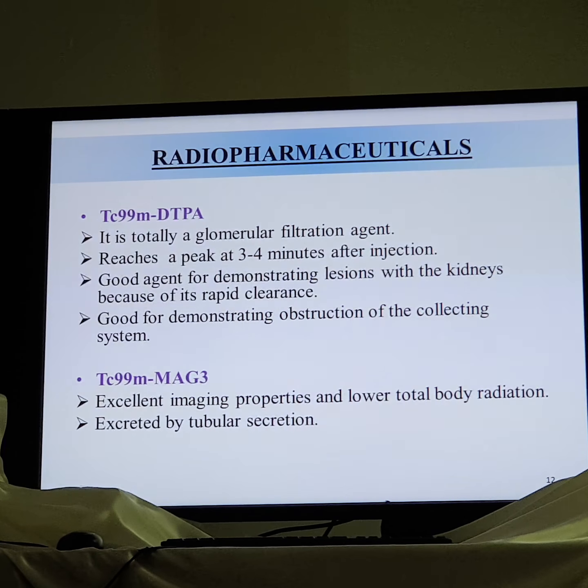The radiopharmaceuticals used in renal imaging are DTPA, MAG3, and iodine-123 OIH. DTPA is totally a glomerular filtration agent; it will not be secreted in the tubules like MAG3, which we will come to. It reaches its peak at 3 to 4 minutes after injection. Peak means the maximum uptake for each kidney will be reached at 4 minutes after injection.